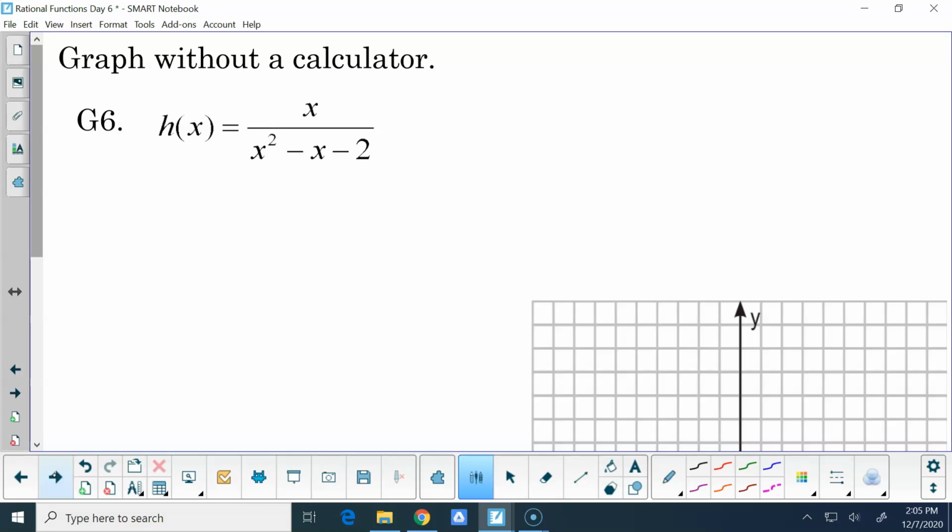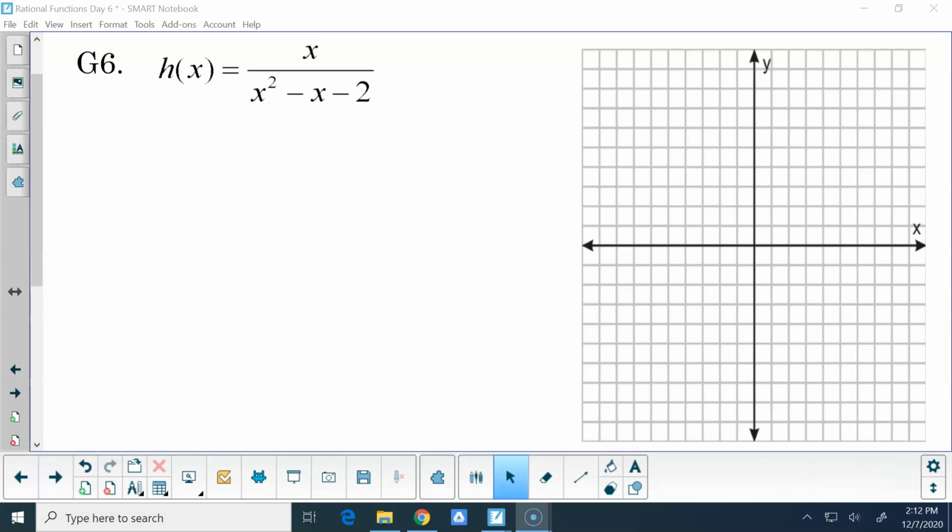Next graph, please try graphing this without a graphing calculator. Got distracted, so I don't know if I told you that this is the next problem or not, but this is the next problem. You should pause and do it on your own.